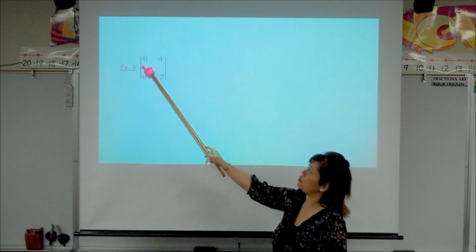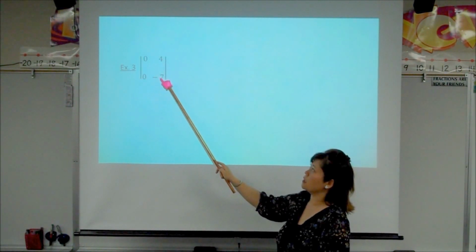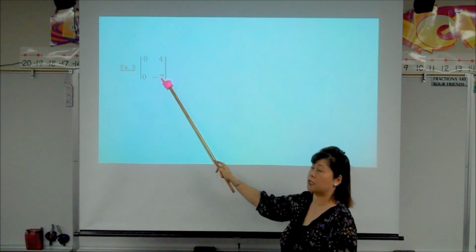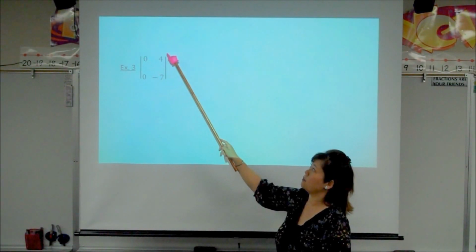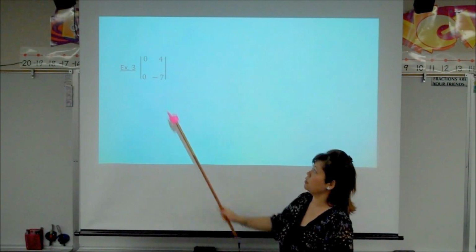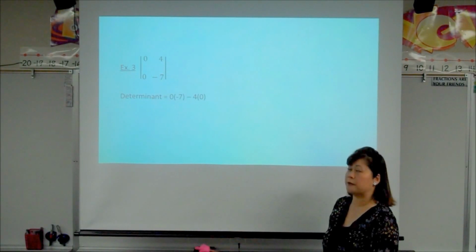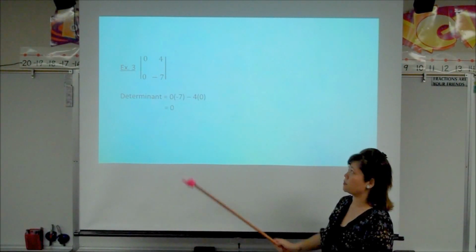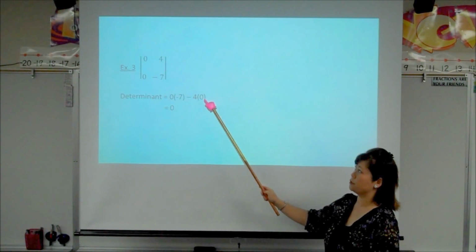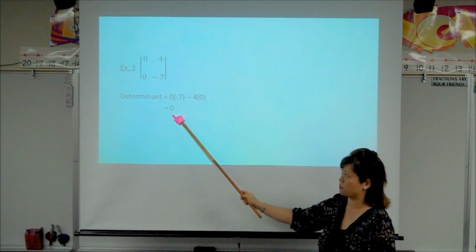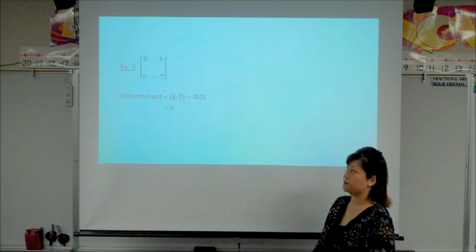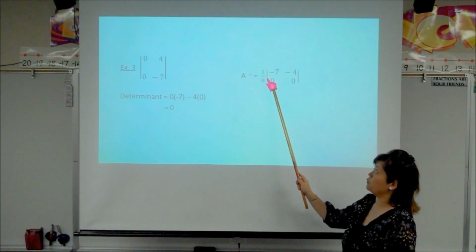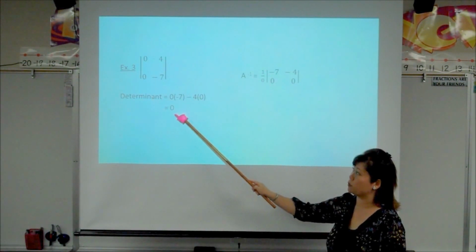I have is 0, 4, 0, negative 7. To find the determinant again, we multiply across and subtract it from the other direction. So we have something like this, and final answer becomes 0, obviously, because 0 times anything is 0, 0 times anything is 0, so final answer is 0. Now, to find the inverse. The inverse is going to be, obviously, 1 over determinant. In our case, determinant was 0.